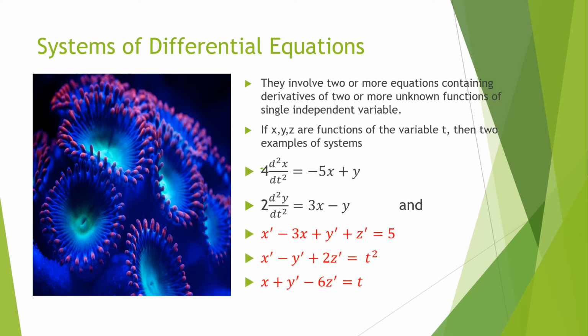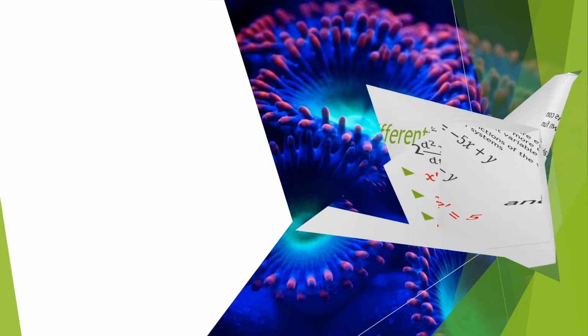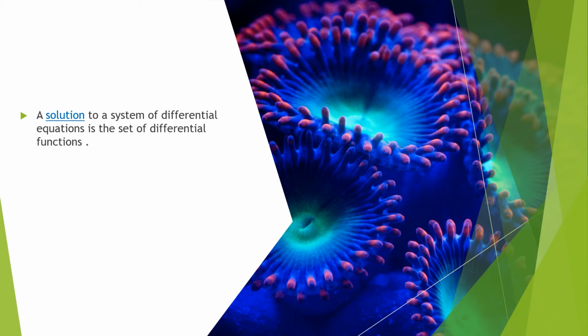And the second example is also a system of differential equations. Here we have three unknowns x, y, and z, and all those three variables x, y, and z are in terms of t. Now, in all these equations, we are trying to find the solution to a system of differential equations.